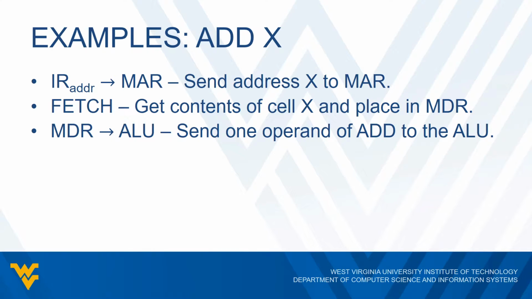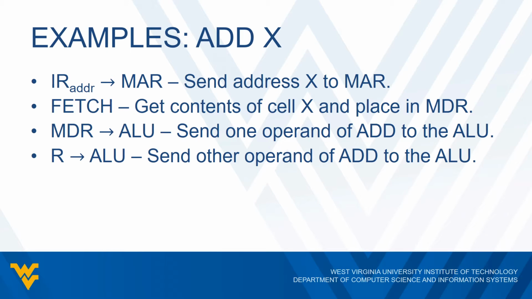We then need to get the operands of the add instruction to the ALU. So we'll send one operand by taking the contents of the MDR because that has the value that was at X. So we're going to put that into the ALU. And then we need to get the contents of the register. So we're going to take the contents of R and send that to the ALU as well.